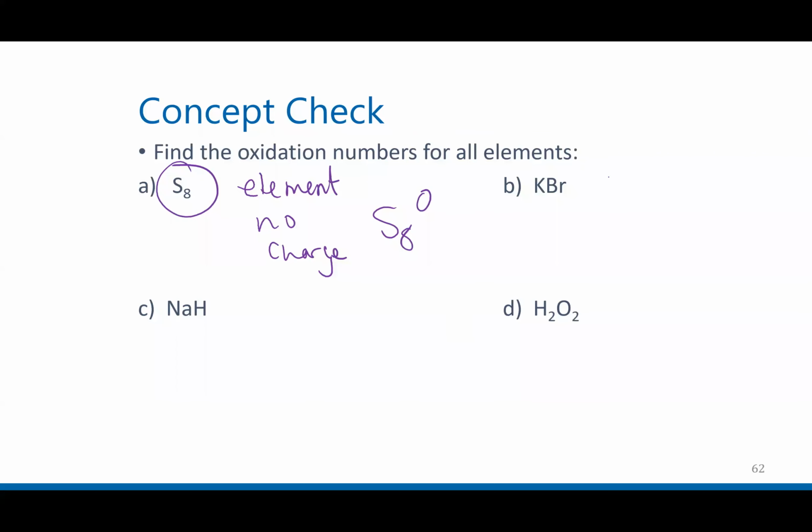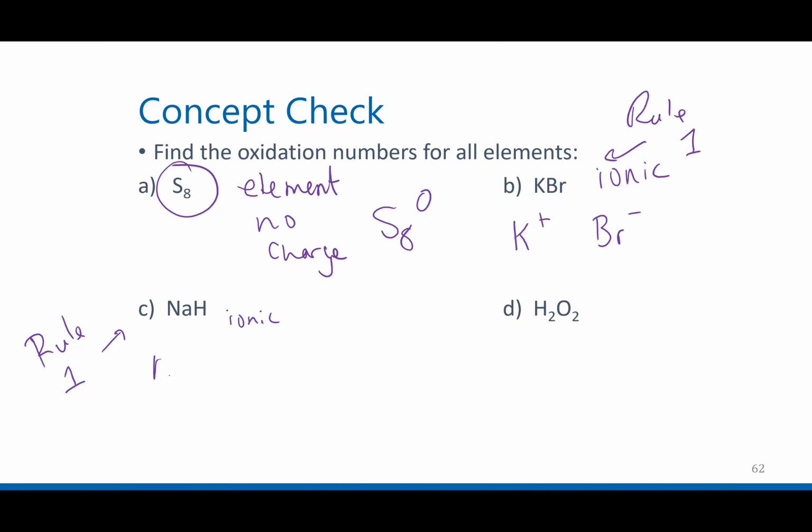Okay, so B is ionic. We can just do step one, right? Potassium is always +1, Br is -1. That's it. It's just an ionic compound, no problem. C is also ionic, and I don't need to worry about rules 2, 3, or 4. I can just do rule 1 for C and rule 1 for B. Very simple. So in C, sodium is, of course, +1. Hydrogen, in this case, would be -1.